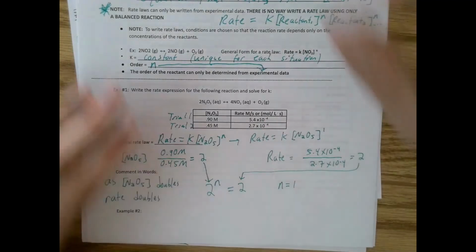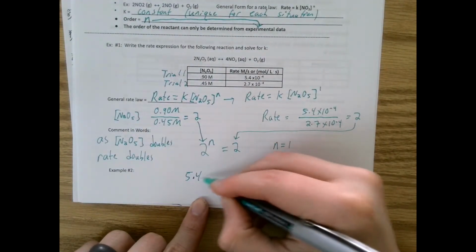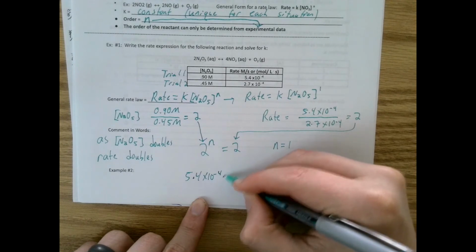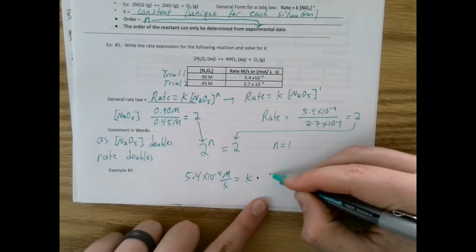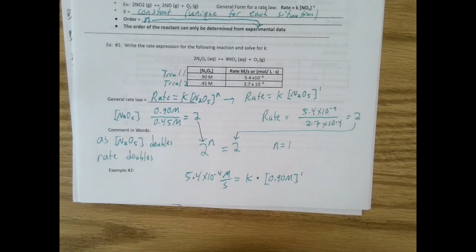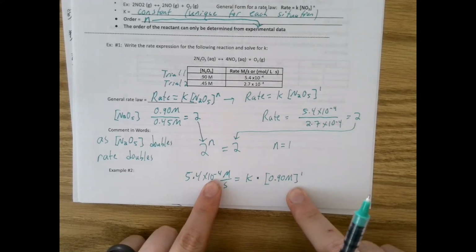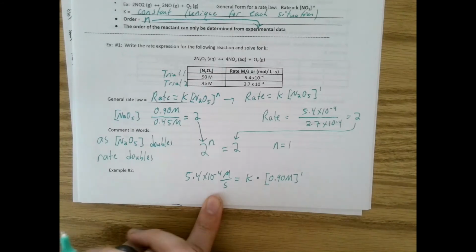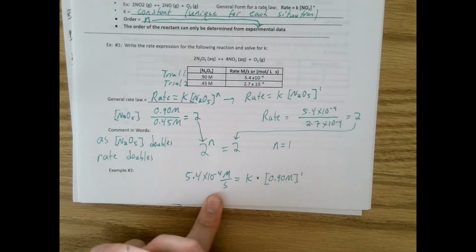So you can take trial 1 if you want to. So we can say that our rate is 5.4 times 10 to the negative 4 molar per second equals K times 0.90 molar to the first power. So to solve for K, divide both sides by 0.9. Okay. Then the capital M's are going to cancel. What is not going to cancel? Seconds. Is it only numerator or denominator? Denominator. So what are my units going to be? Inverse seconds. So 1 over seconds.